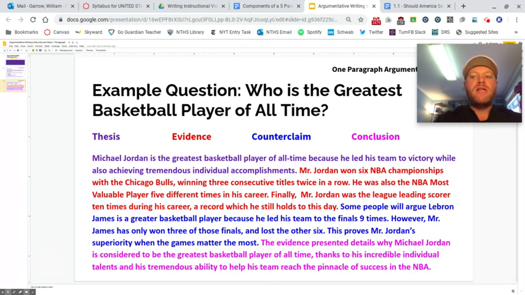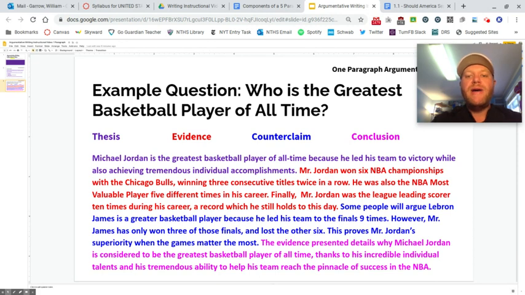Okay, so let's start with the thesis, which is the statement of belief, the argument that we believe is correct if you're writing the thesis. Okay. In this instance, it says Michael Jordan is the greatest basketball player of all time because he's led his team to victory while also achieving tremendous individual accomplishments. So the thesis is saying that the basketball player Michael Jordan is the best because not only did he accomplish great things individually, but that he also helped his team accomplish great things.